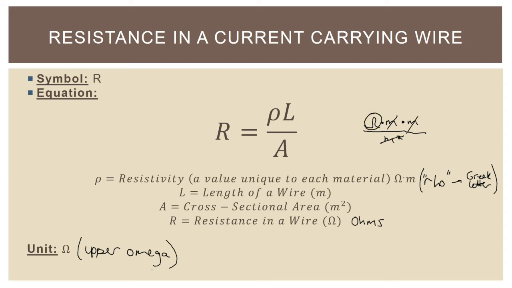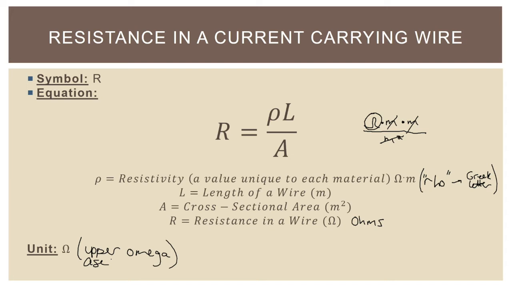I just realized here I wrote upper omega. That should say uppercase omega. And that's the basic idea for that. Now, there are a couple of things I want to discuss here before we move on to actually solve problems. The first is what the cross-sectional area actually is.